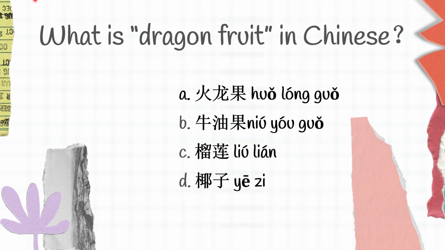The next question is, what is dragon fruit in Chinese? So we have A, 火龙果, B, 牛油果, C, 榴莲, D, 椰子. So which one of them is correct, guys? So, 火龙果 is dragon fruit, 牛油果 is avocado, 榴莲 is durian, and 椰子 is coconut. So, dragon fruit in Chinese should be A, 火龙果.